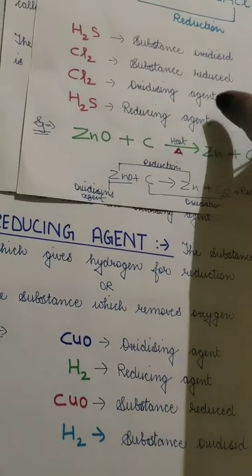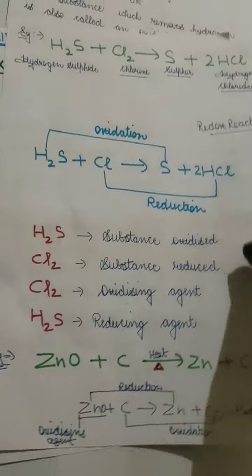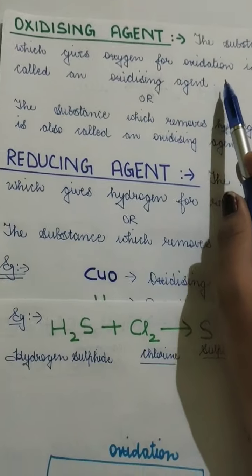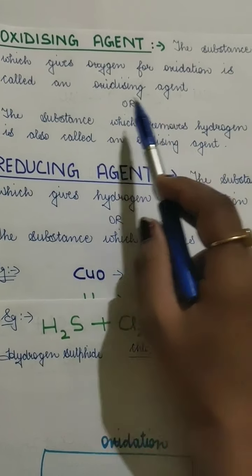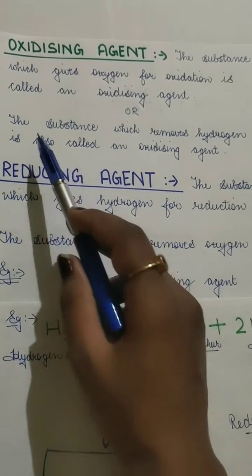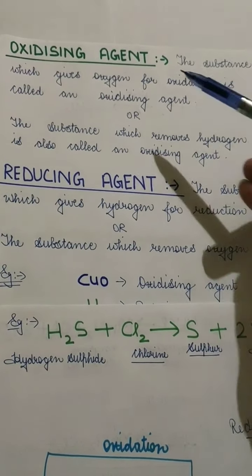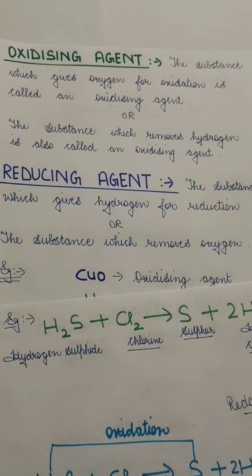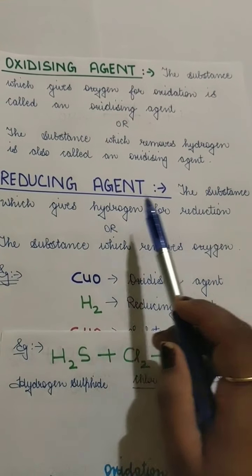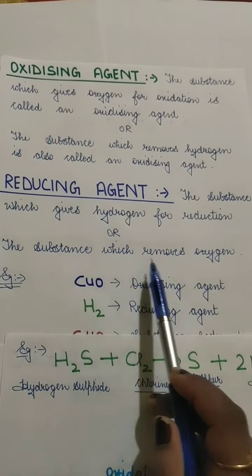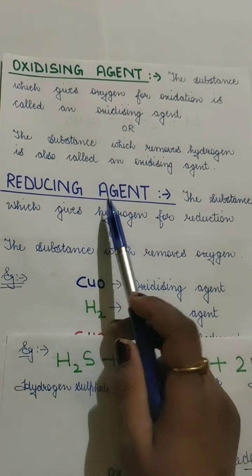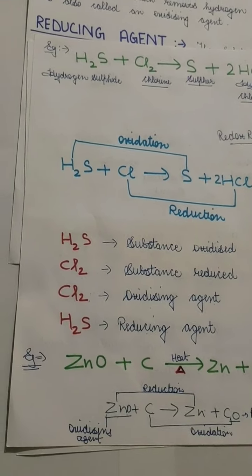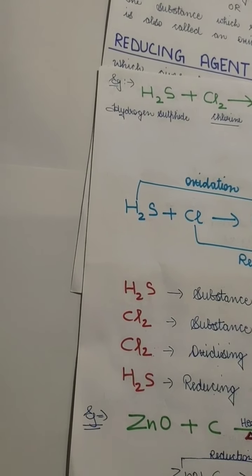So once again, if we read the definition, it will be easier for you. The substance which gives oxygen for oxidation, or the substance which removes hydrogen, is called an oxidizing agent. And in the case of a reducing agent, the substance gives hydrogen for reduction, or the substance removes oxygen. So reducing agents are those agents which help in oxidation, and oxidizing agents are those agents which help in reduction.